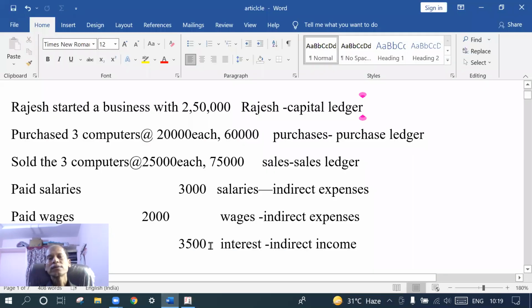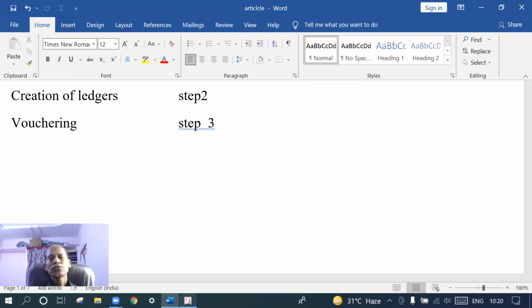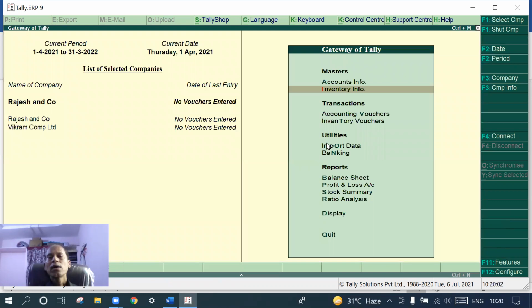See, in this third step is vouchering. So we are going to vouchering. For vouchering, simply we should go into the accounting vouchers. Accounting vouchers. I'm clicking on this very easily. So it is very easy. Third stage is very, very easy.